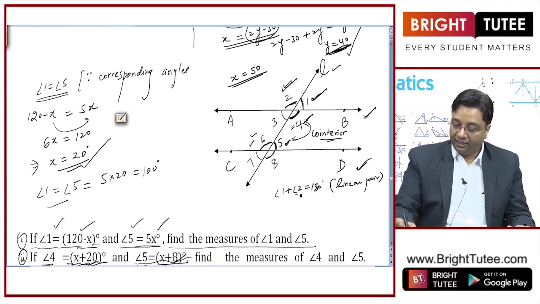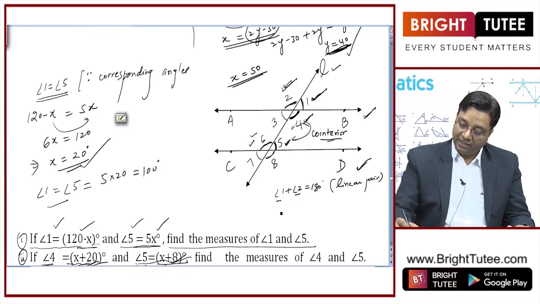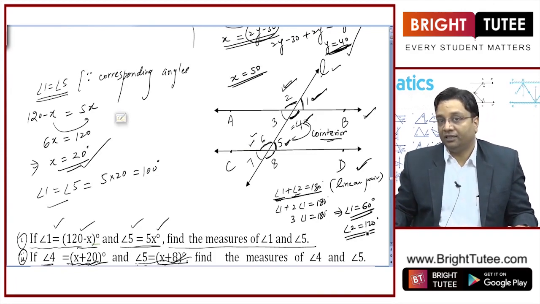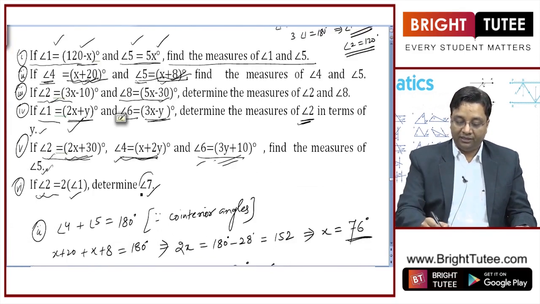Okay. And angle 2 is twice of angle 1. So what I can do is I can replace angle 2 by twice of angle 1. So it is equal to 180. So thrice of angle 1 is 180. Hence angle 1 is equal to 60 degrees. And if angle 1 is 60, from this equation I can say angle 2 is 120. So I have got measures of angle 1 and angle 2, but I need to find measure of angle 7.